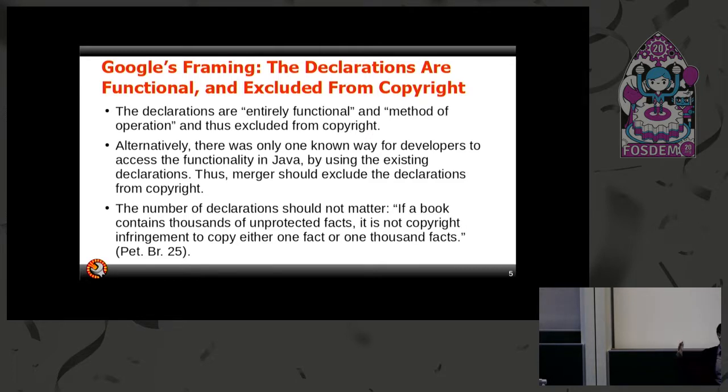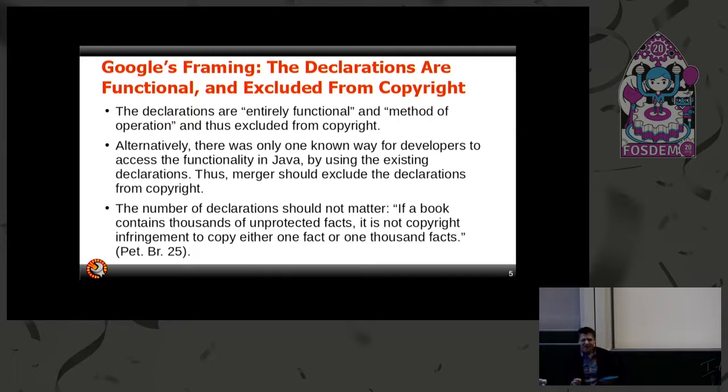They took the entirety of this work, and particularly they took the declarations that formed the API. They took 37 of them that they said, hey, these are going to be relevant for the mobile phone context. They took the declarations from that and copied those and then either wrote or used Apache Harmony to put in the implementing code. Those declarations and then the organization of them into the class structure is what we're talking about.